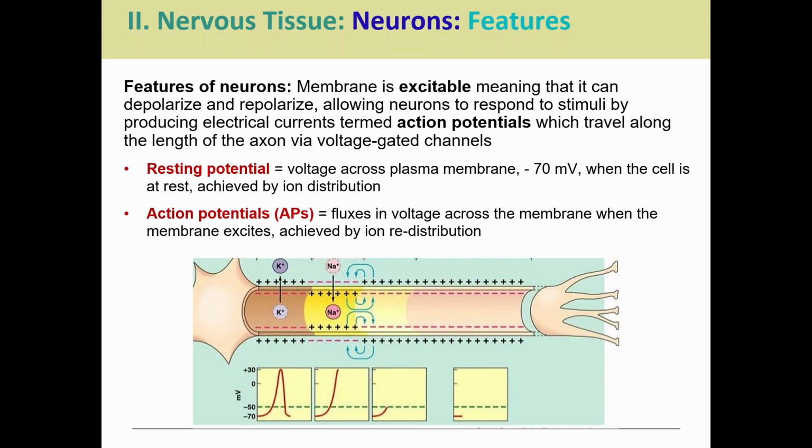We have resting potential. This is where we basically have a voltage difference across the membrane, and the inside of the cell is more negative than the outside. And that more negative charge is a negative 70 millivolt charge. So this is when the cell's at rest. It's not sending any signal.